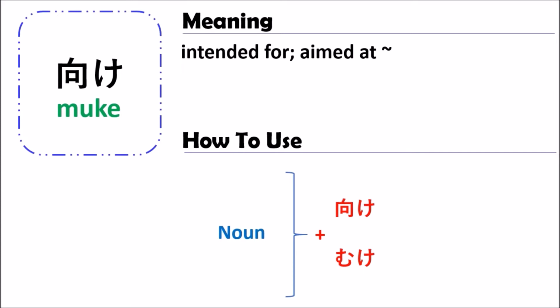Here, MUKE you can write in kanji or in hiragana, as you see. The second one we write in hiragana, and the first one we write in kanji. They have the same meaning, so don't be confused when you see a structure like this. And this has the meaning of intend for or aim at, which means you have made it for something. So to help you understand more, next we are going to see some examples of how to use the grammar of MUKE.